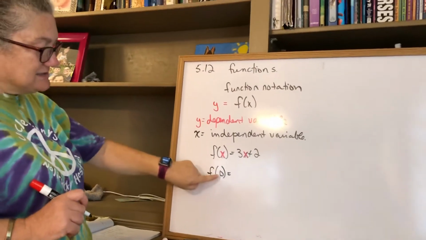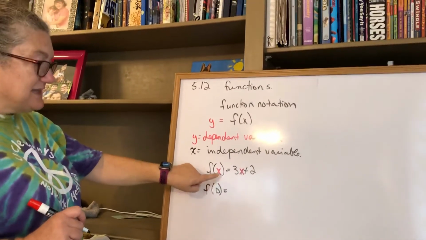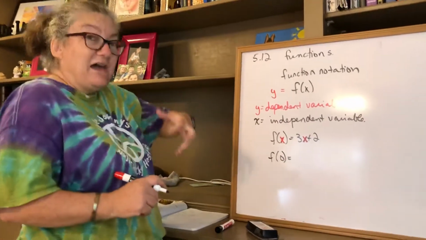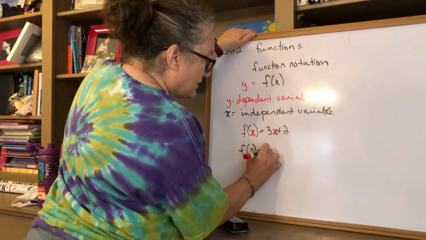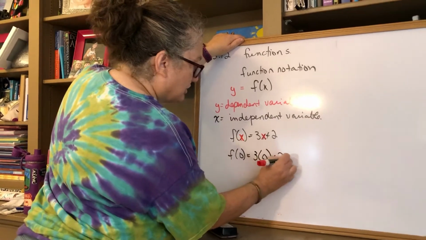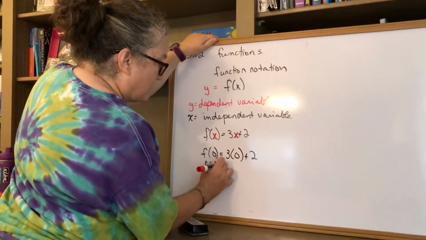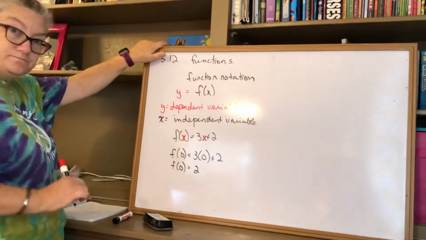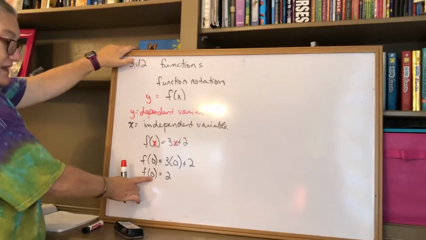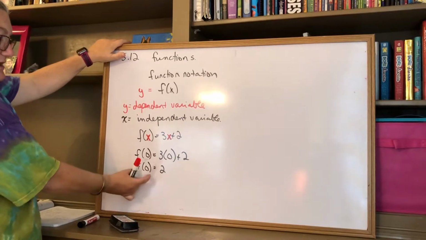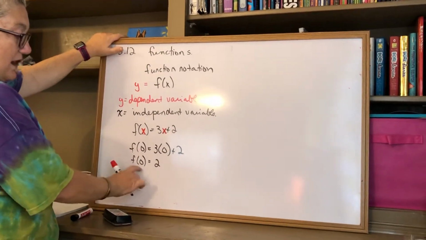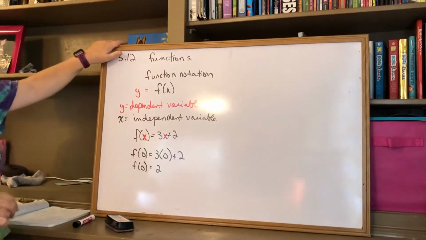All that means is that right here, this 0 is now our x. So wherever you see an x, we're going to substitute a 0 in. We're going to evaluate it. So then we can go 3 times 0 plus 2. So f of 0 equals 2, because 3 times 0 plus 2 is 2. So we can now see that our x is 0 and our y, because f of x is a fancy way to say y, is equal to 2. So you can see both ordered pairs right there.